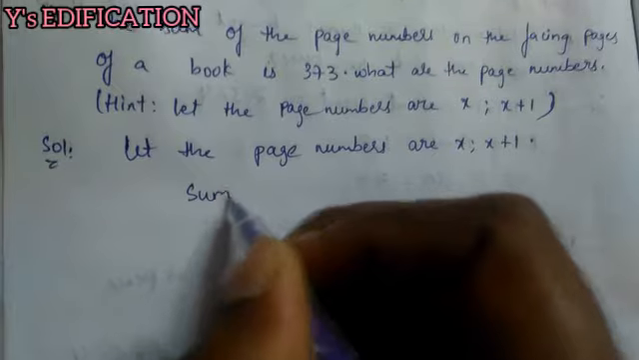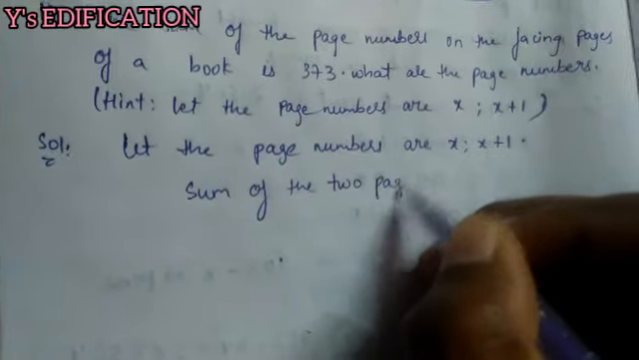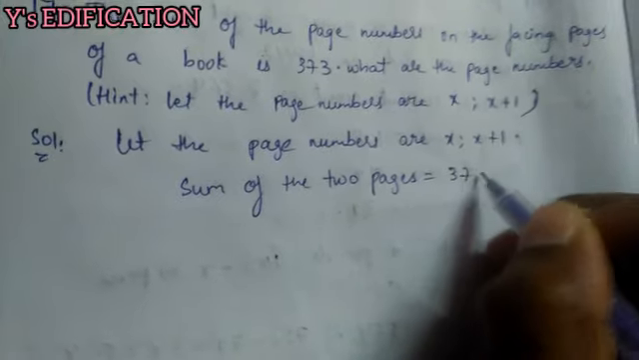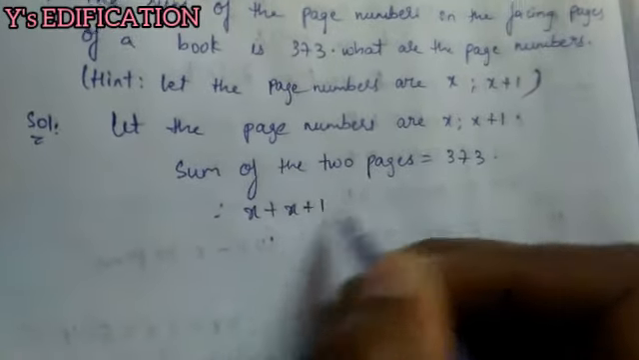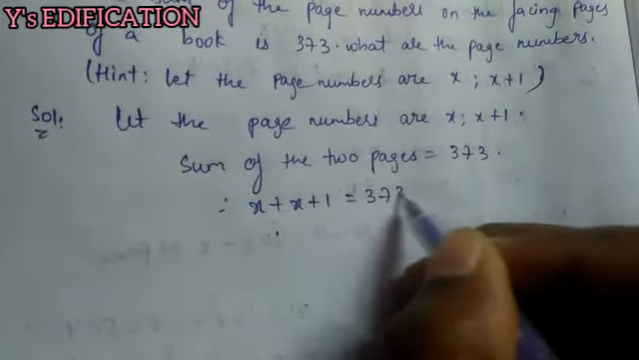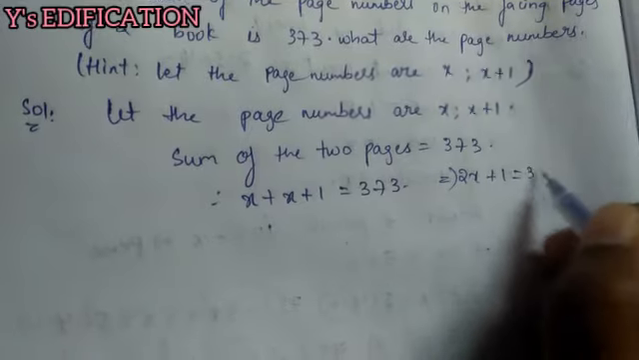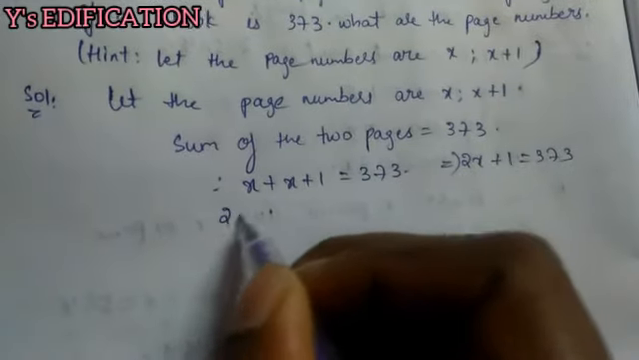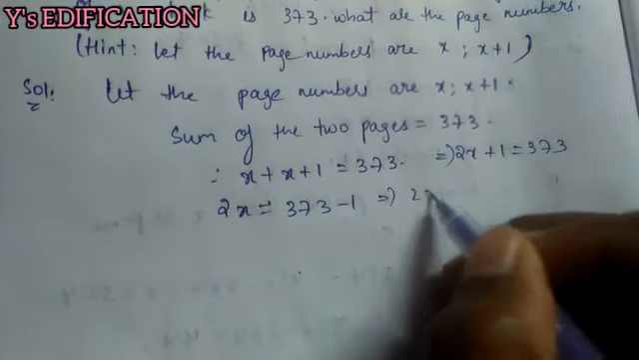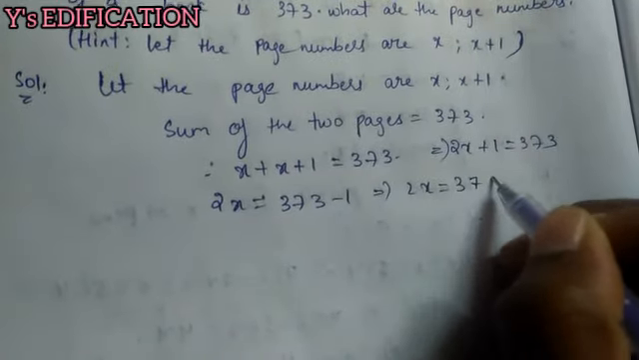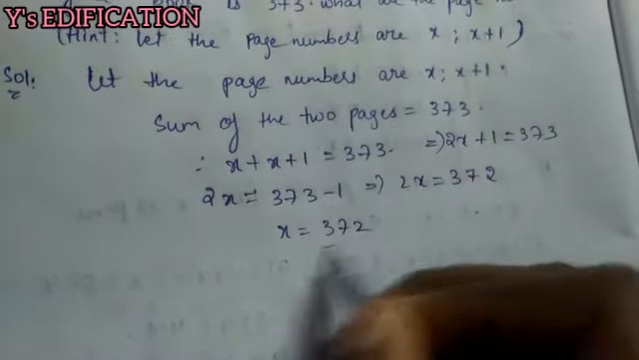Okay. Sum of the two pages. So what is the sum of the two pages they gave? 373. Okay. Now do that. X plus X plus 1 is equal to 373. So X plus X is 2X plus 1 is equal to 373. So 2X is equal to 373 minus 1. So 2X is equal to 372. So X is equal to 372 by 2.